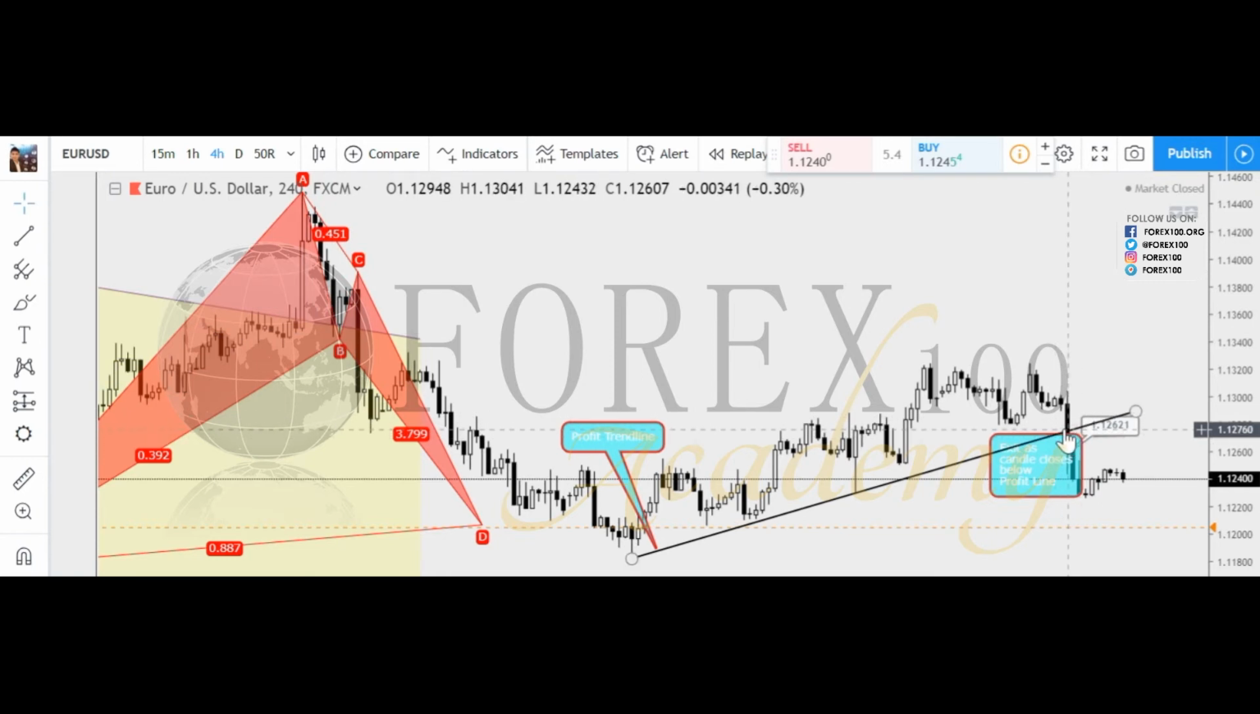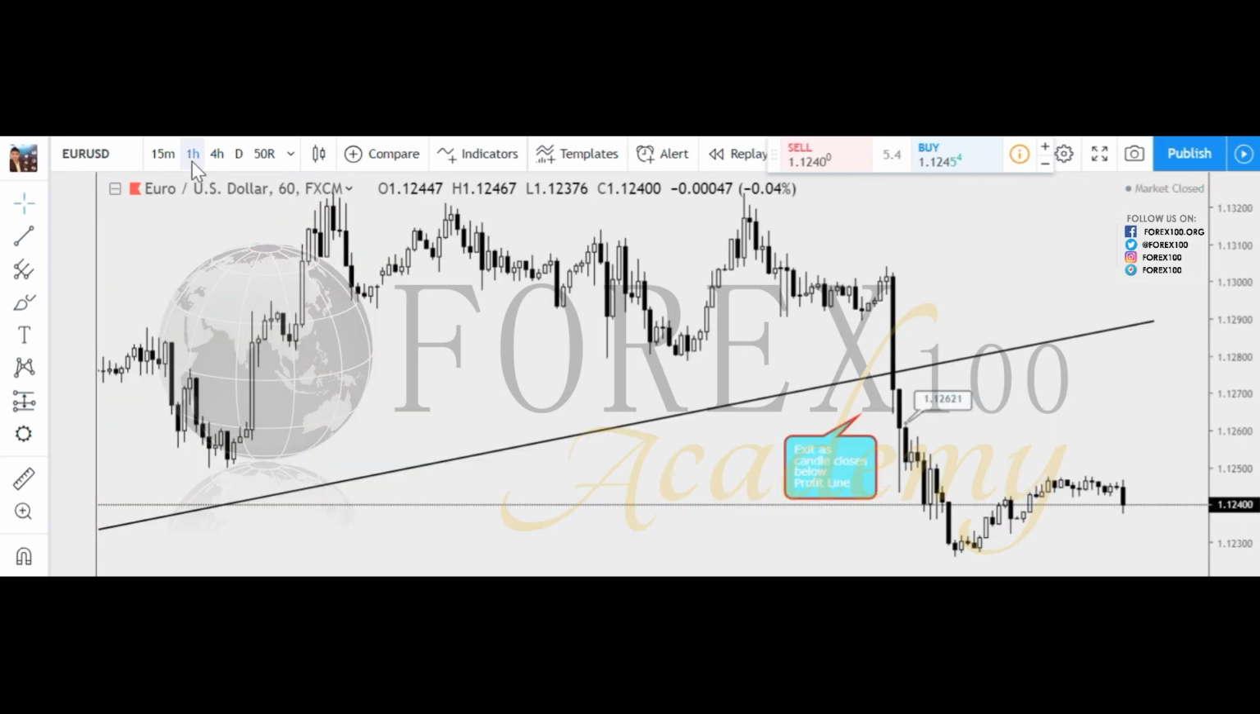So my second target, I have already closed it when this happened at 1.1262. Alright, so right now I am waiting to see how the market reacts at the support line below and how it retraces. So no trade for me right now on euro dollar.